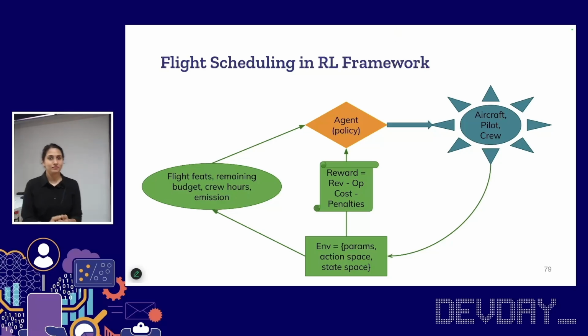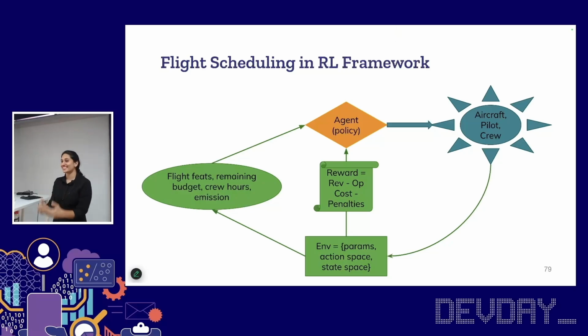Now, what is my state after taking all this action? Current state is how many more hours the crew has, so that I can take a decision on when to place that crew member or not. How many more carbon emissions can I take without hitting the limit? How many more flights can I schedule without hitting the carbon emission limit? How many more flights can I schedule based on the operating cost so that I will not hit my budget? It becomes a sequential scheduling problem.